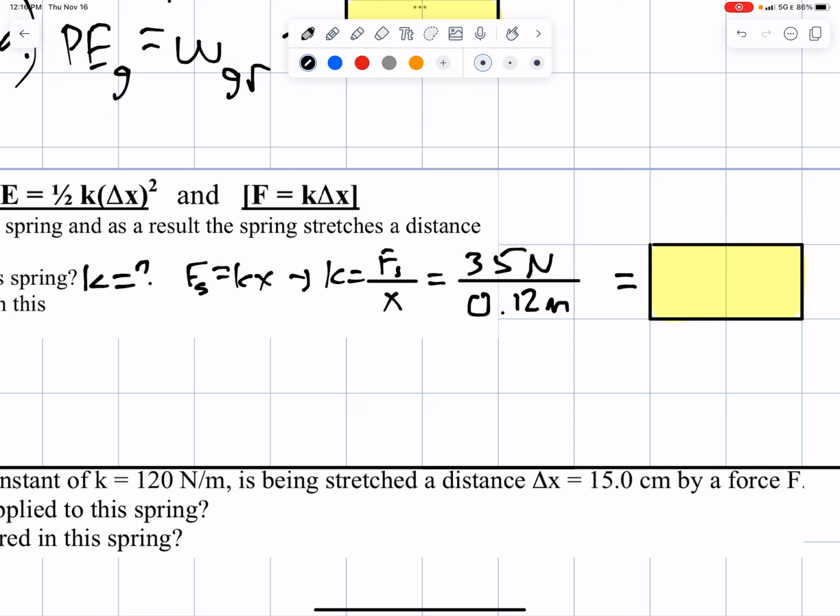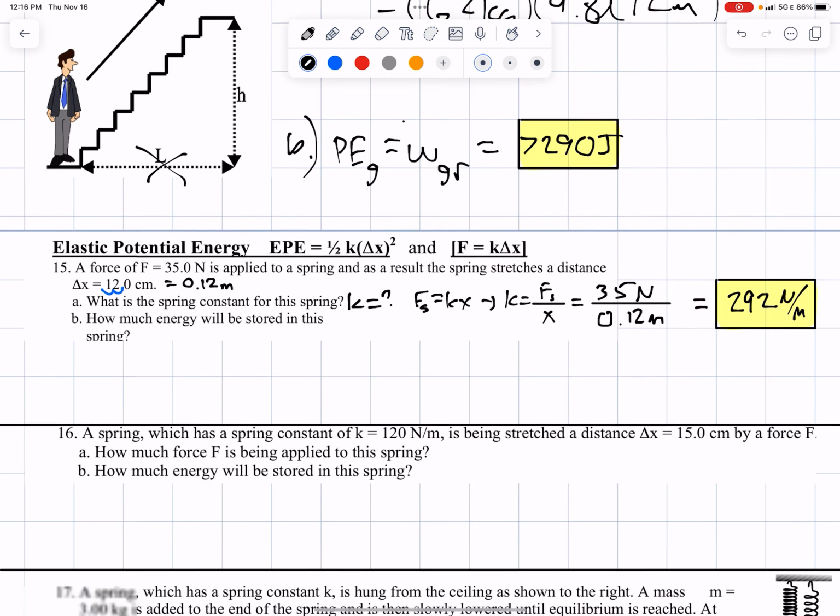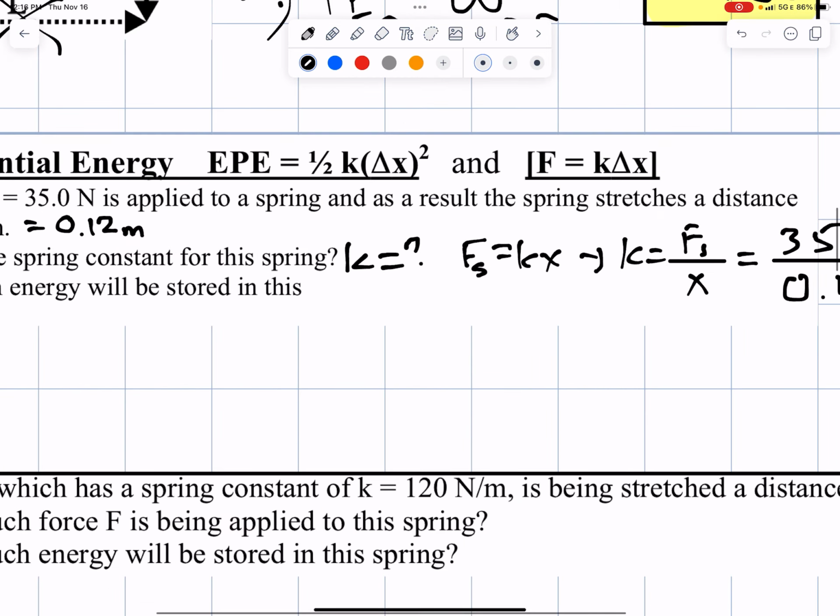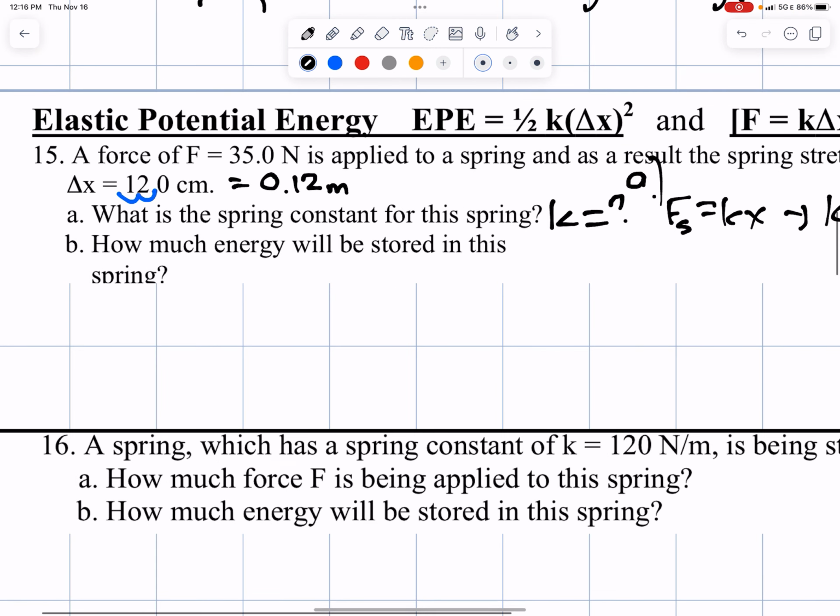All right, you should be getting about 292. Now the unit would be newtons per meter. That's the unit of K. Okay, there's part A. Now part B, it says how much energy is stored in the spring.